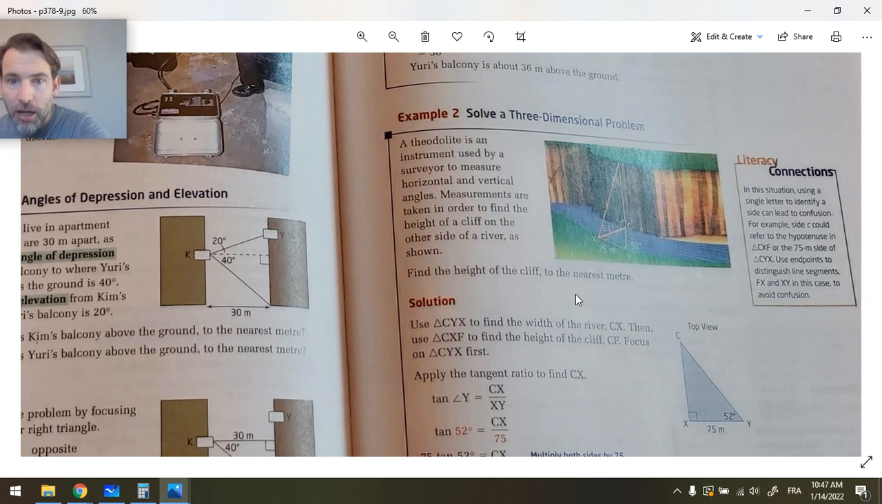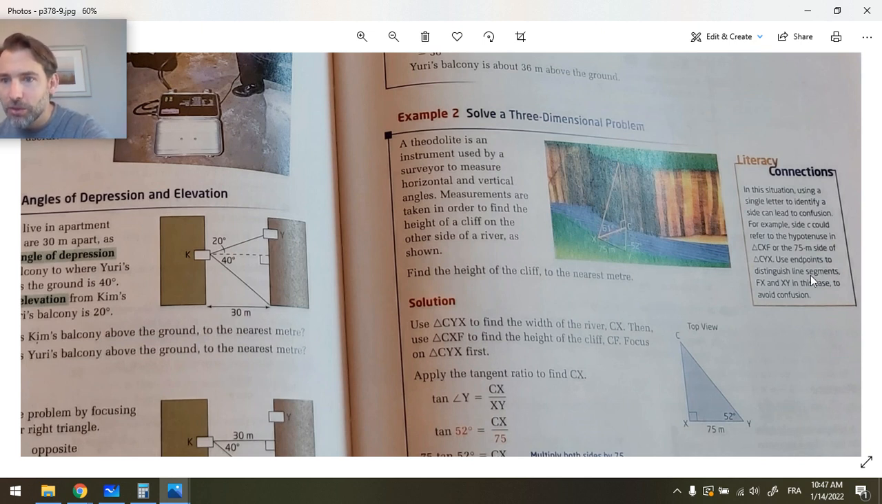So a theodolite is an instrument that's used by a surveyor to measure horizontal and vertical angles. Measurements are taken in order to find the height of a cliff on the other side of a river, as shown. So if we walk along here, we can measure and use that angle to find the width of the river. Once we have the width of the river, we can use that to find the height of the cliff.